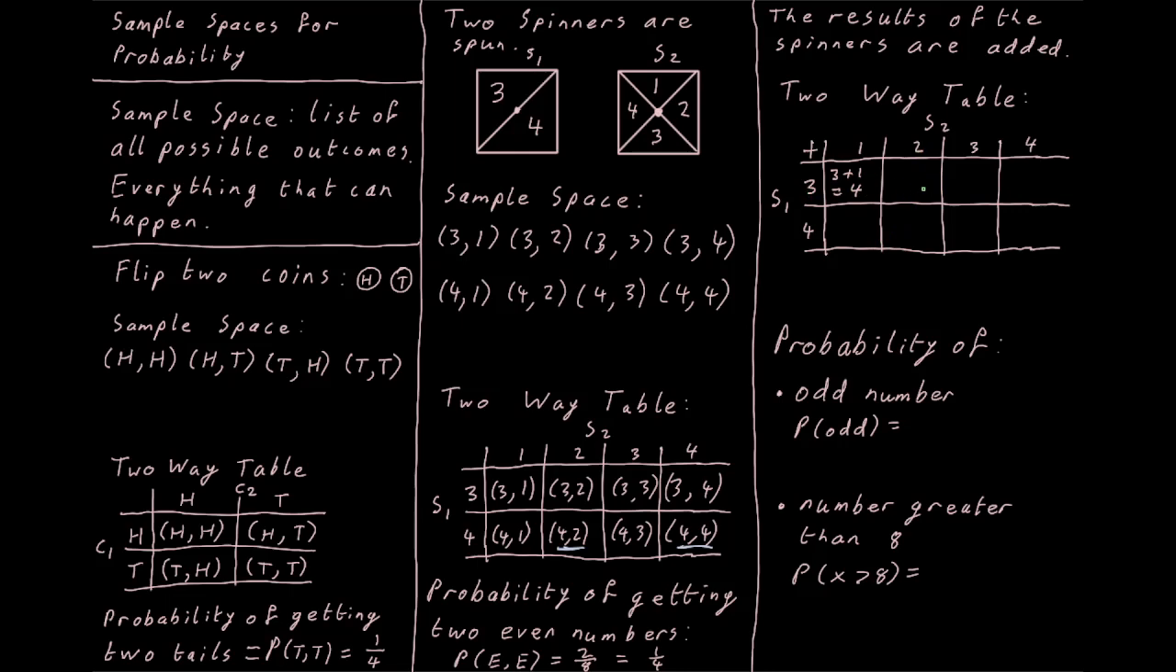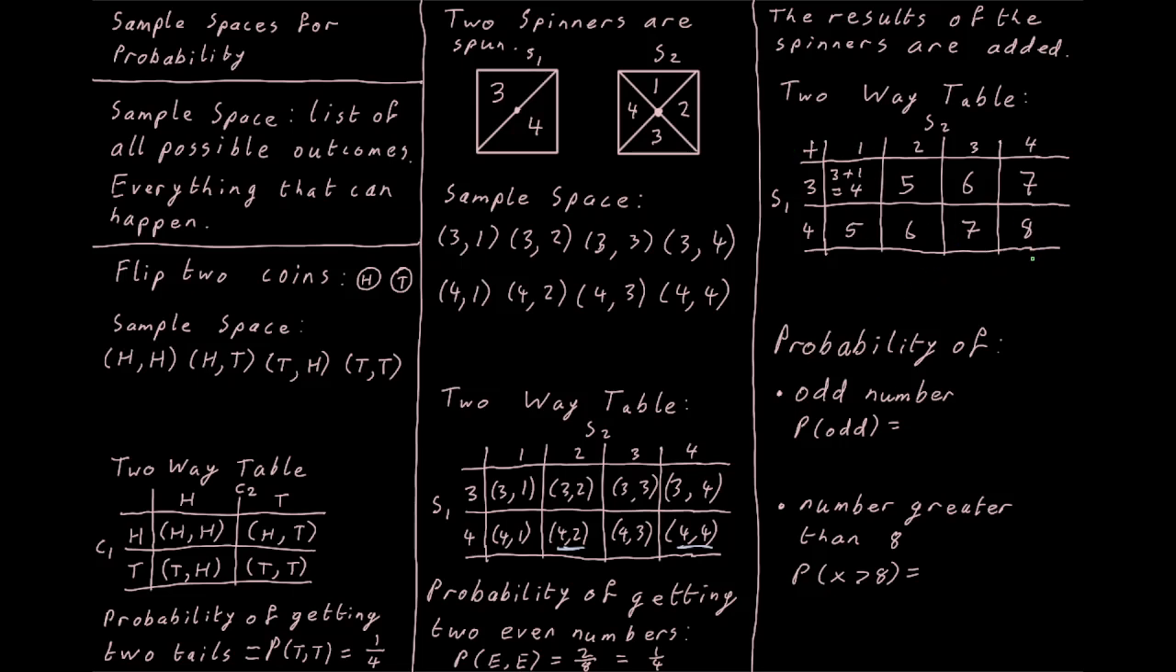So we have 3 and 2 was the outcome here, so we'd add that together and we'd get 5. 3 and 3 would give us 6. 3 plus 4 is going to give us 7. Here we have 4 from our first spinner and 1 from our second spinner is going to be 5. 4 and 2 is 6. 4 and 3 is 7. 4 plus 4 is 8. And now this is how we can get a two-way table where we've added the results of our spinners.